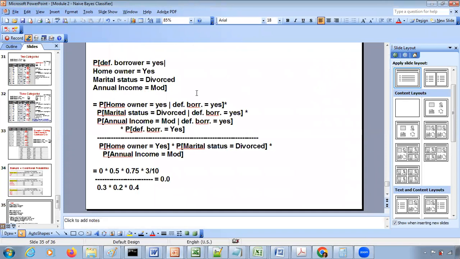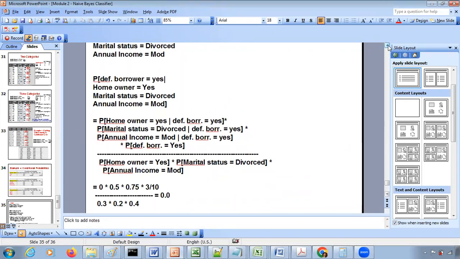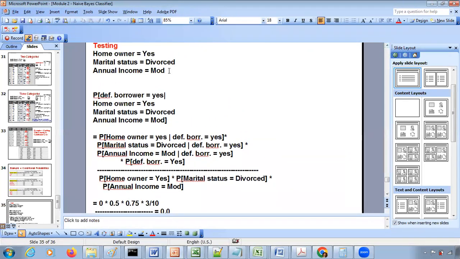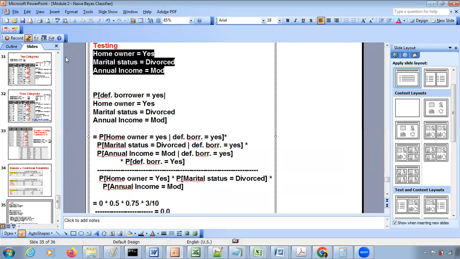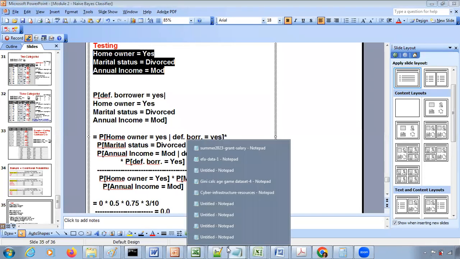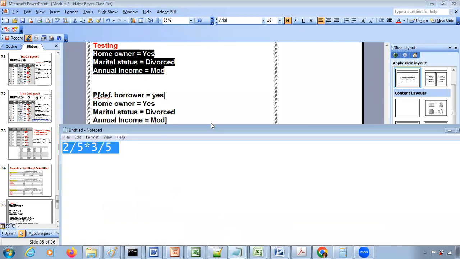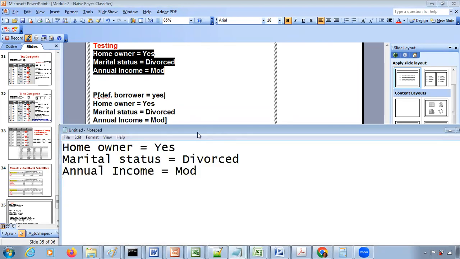The test case is this. Homeowner equals yes, marital status is divorced, and annual income falls in the moderate category, 80K to 100K. So based on the numbers, we have to decide the category for annual income. Provided we have done that, now we are ready to do the testing.